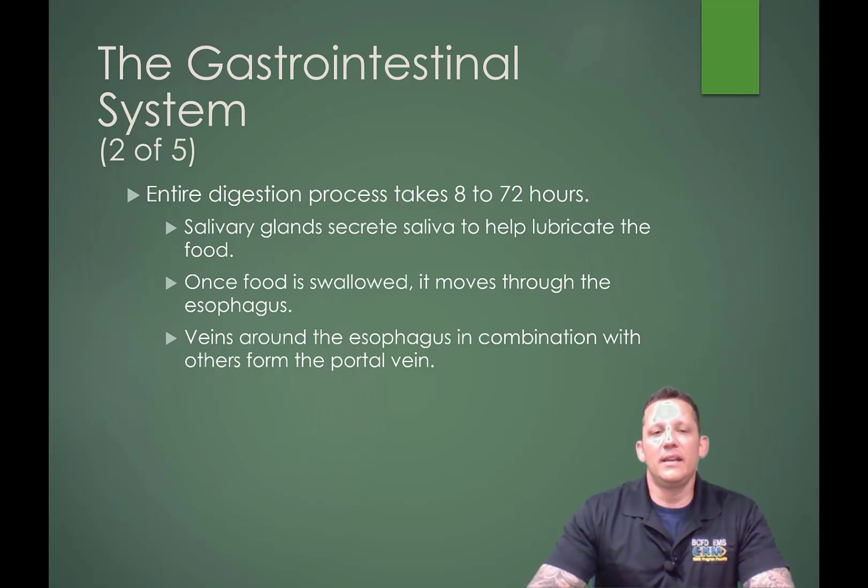As we chew, we call this masticate. We're grinding and tearing the food up into smaller particles so that once we swallow it, it goes through the esophagus and ends up in the stomach. Now there are veins around the esophagus that are going to basically converge into a single portal vein.